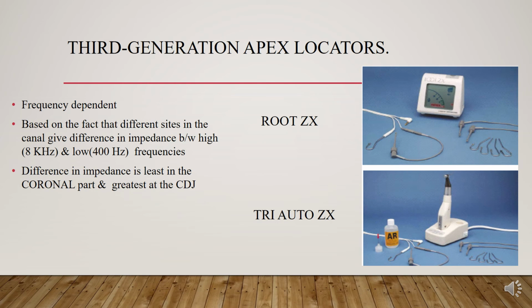Came the third generation apex locator, which is called the frequency dependent apex locator. It is based upon the fact that different sites in the canal give differences in impedance between high and low frequencies. So the difference in the impedance is the least at the coronal part and greatest at the CDJ. So how does this device work? You need to attach the lip clip to the patient's lip, and the file clip to the file.